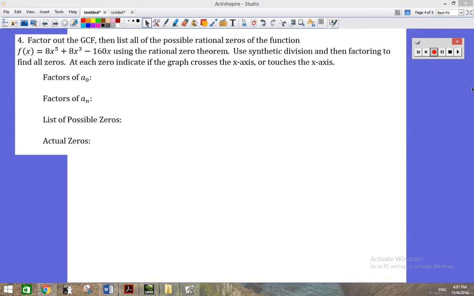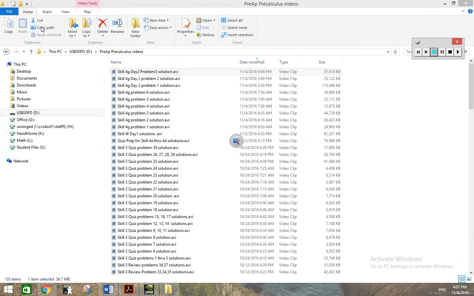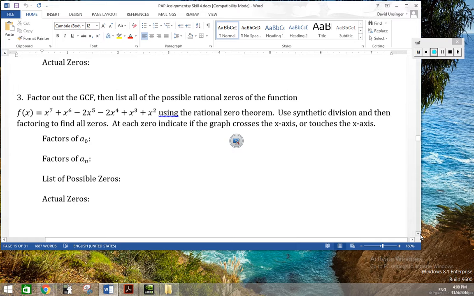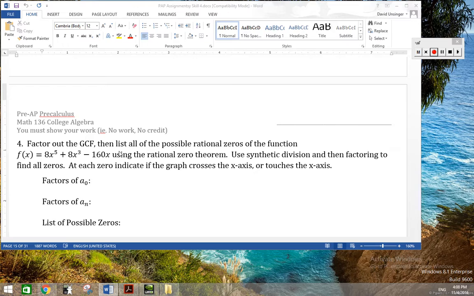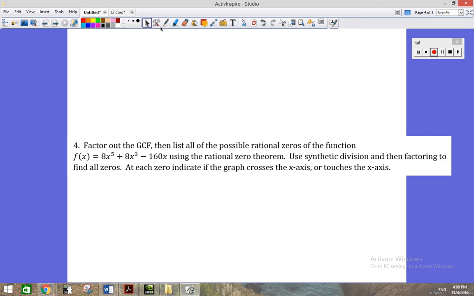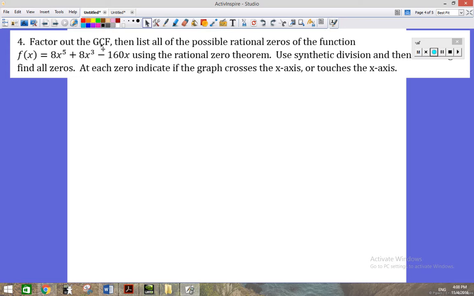Let's take a look at this problem. We've got a polynomial function of fifth degree. Now again, I want to make sure that I have factored out the greatest common factor, and I can see that there is a greatest common factor. So let's do that before we jump in and try and start looking at the factors of the constant term and the leading coefficient. First, our expression needs to be in standard form and complete, not have a greatest common factor.